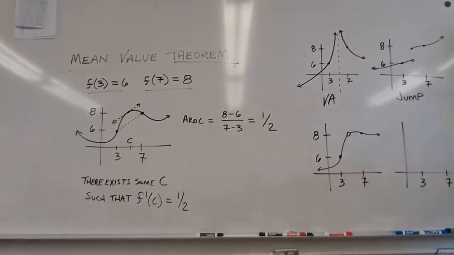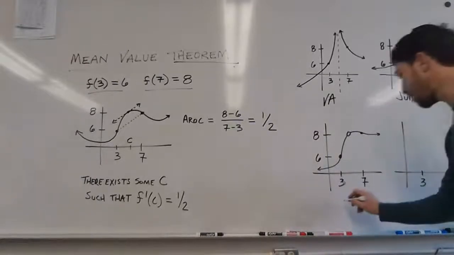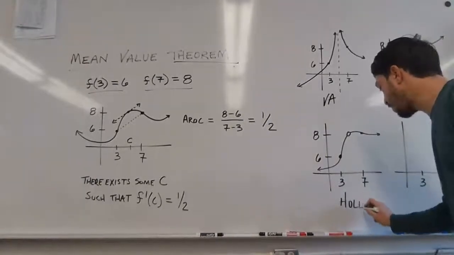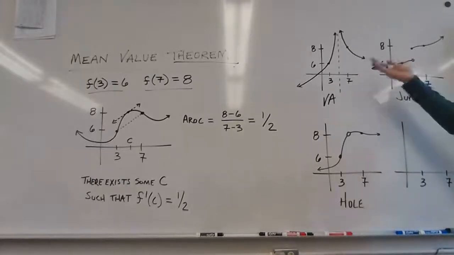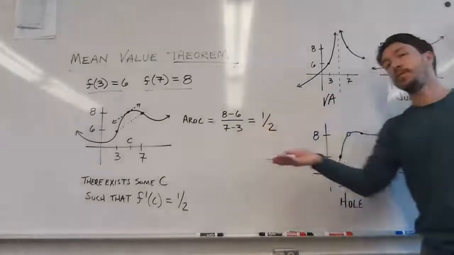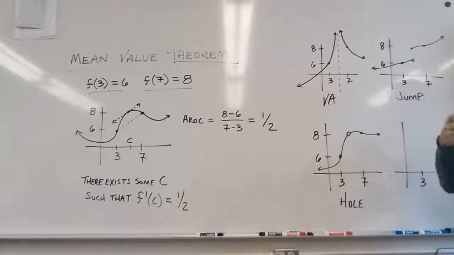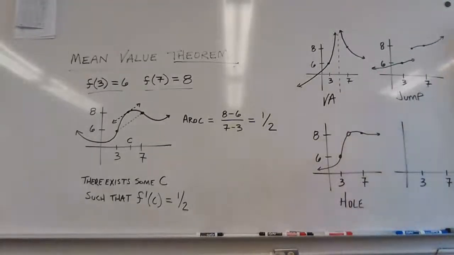Then the mean value theorem again breaks down, and so a hole, a strategically placed hole. By the way, just in case this isn't clear, does a vertical asymptote say there can't be this C value? No, it just means that you're not guaranteed to have the C value if there's an asymptote. So a little nuance difference there.